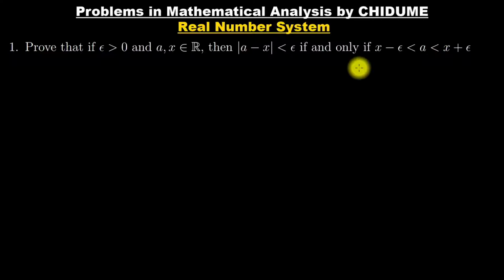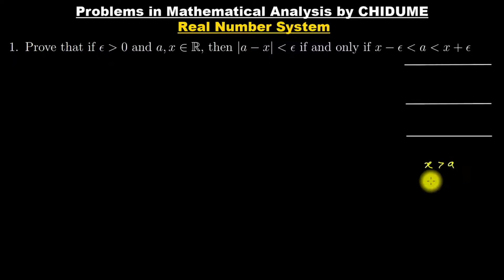Now let's try to visualize this problem. Since I picked two real numbers, three things are involved. It's either x is greater than a, or x is less than a, or x is equal to a. If you pick two real numbers, one of these three is true. For example, if I pick 1 and 1, that means x is equal to a. If I pick 1 and 2, 1 is less than 2, which is true.